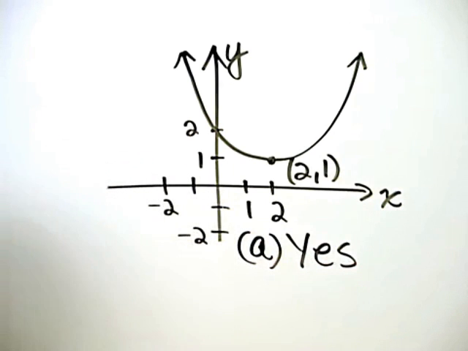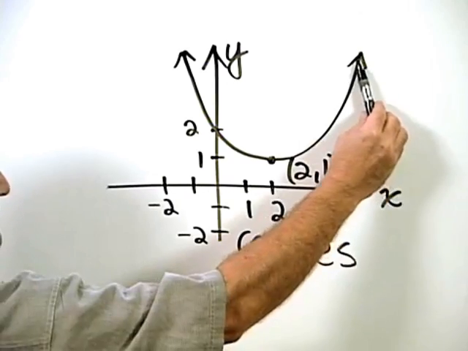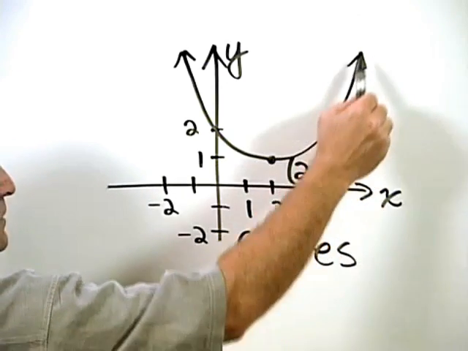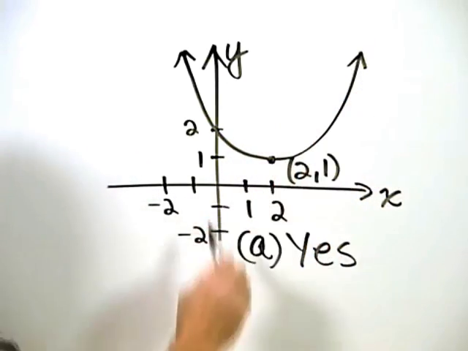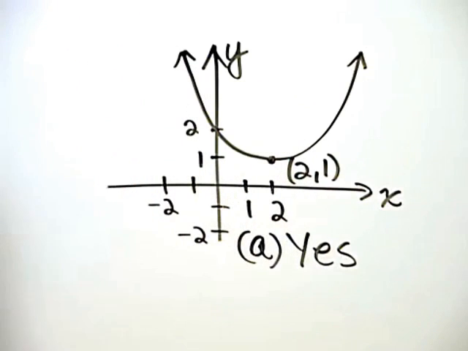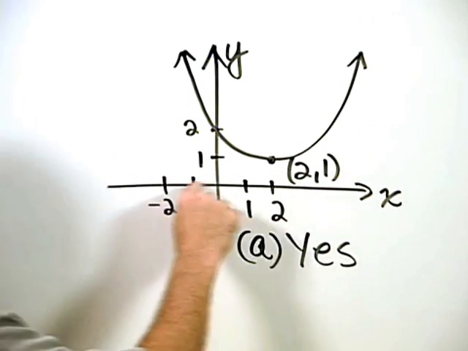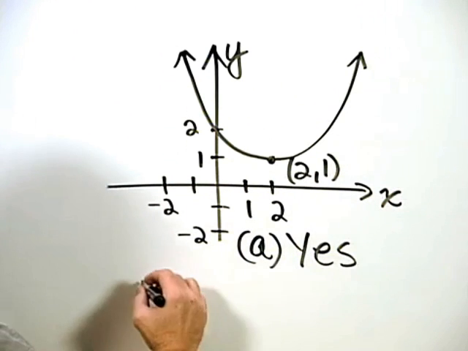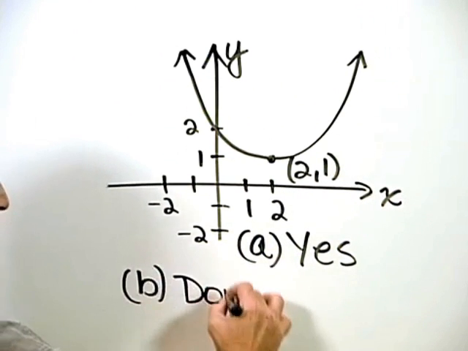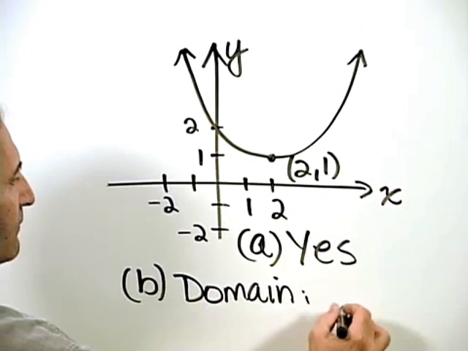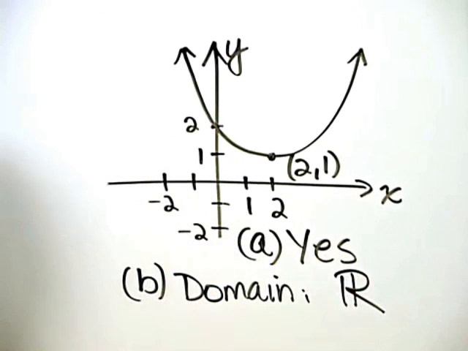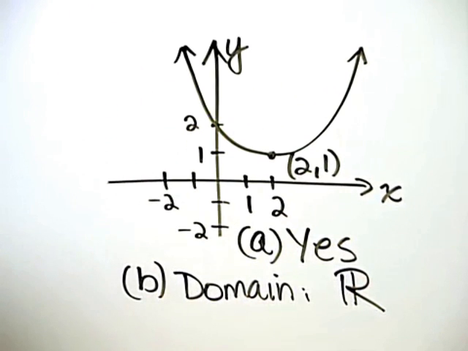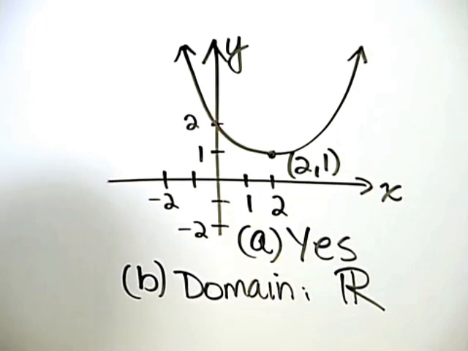So for part A, yes. What about part B then? We have to find the domain and the range. Remember, the arrows indicate that the graph continues in that direction forever and in this direction forever. And therefore, it spans the entire x-axis. And therefore, for part B, the domain is the set of all real numbers, which we can write with the real number symbol.